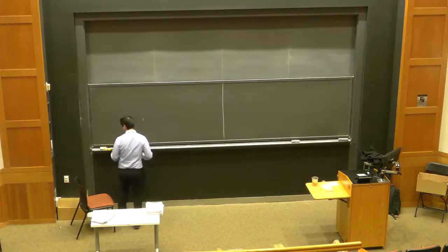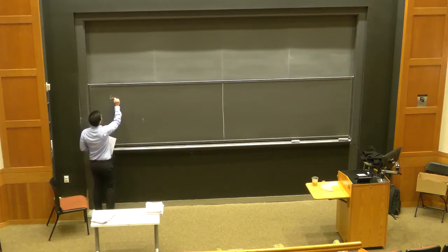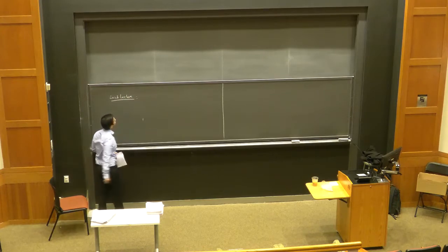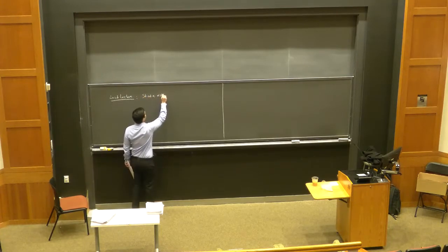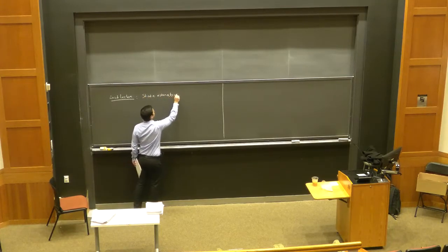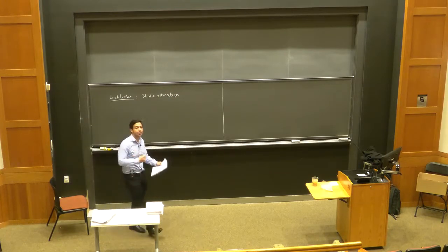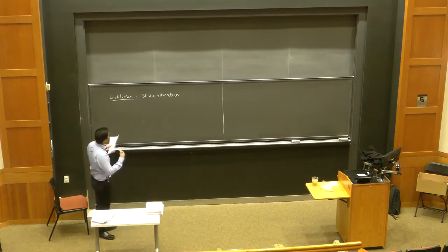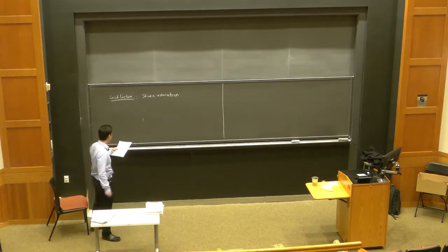So just to remind you of where we left off in the previous lecture. We started discussing a new topic, which is the topic of state estimation. Basically, how can a robot use its potentially imperfect sensors to get a decent estimate of its state, which it can then use to do things like feedback control.